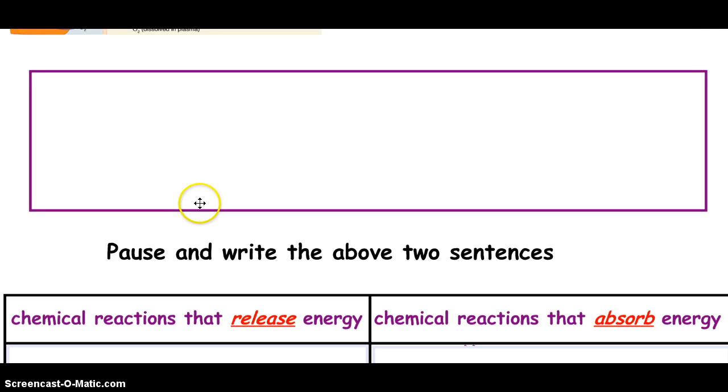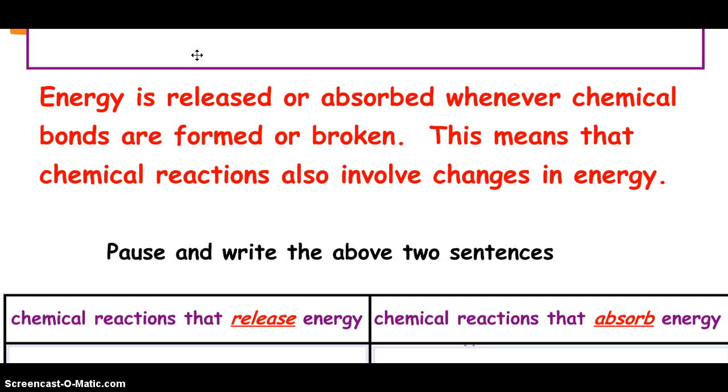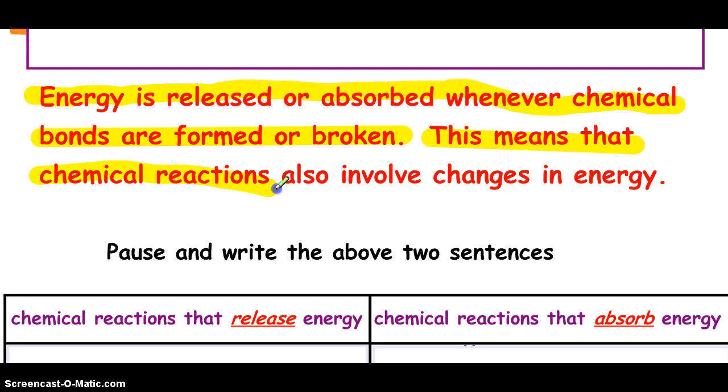All right. So here are a couple of thoughts that I want you to definitely understand. One is that I'm going to highlight this. You guys are going to write this. Energy is released or absorbed whenever chemical bonds are formed or broken. So we talked about how bonds hold energy. So energy can be released when they're broken or absorbed when they're formed. So this means that chemical reactions also involve changes in energy.